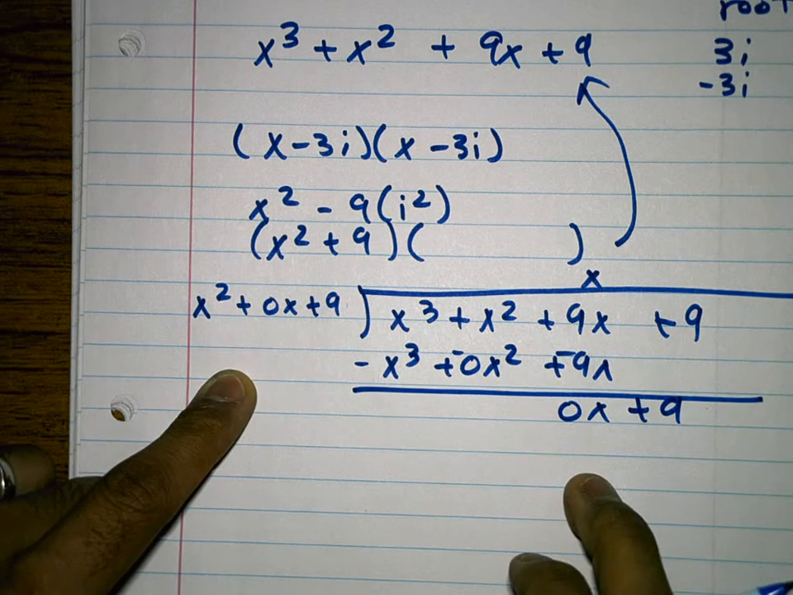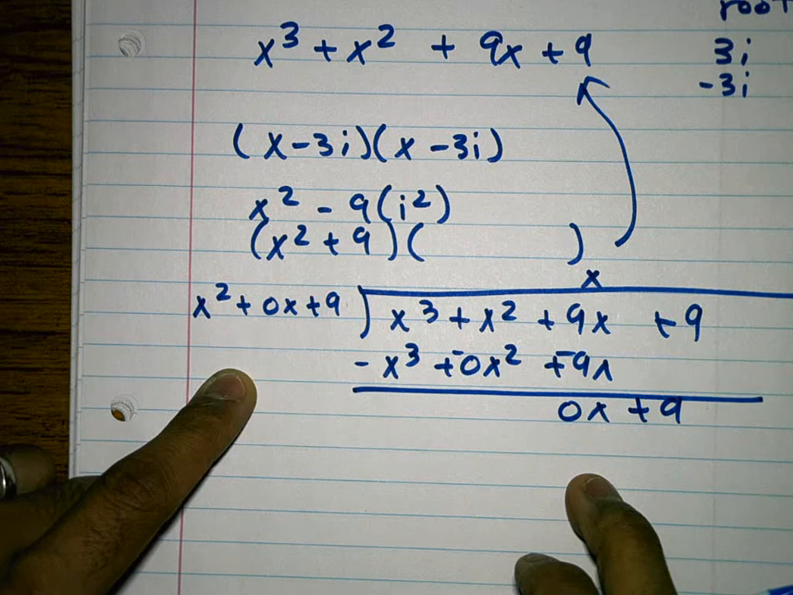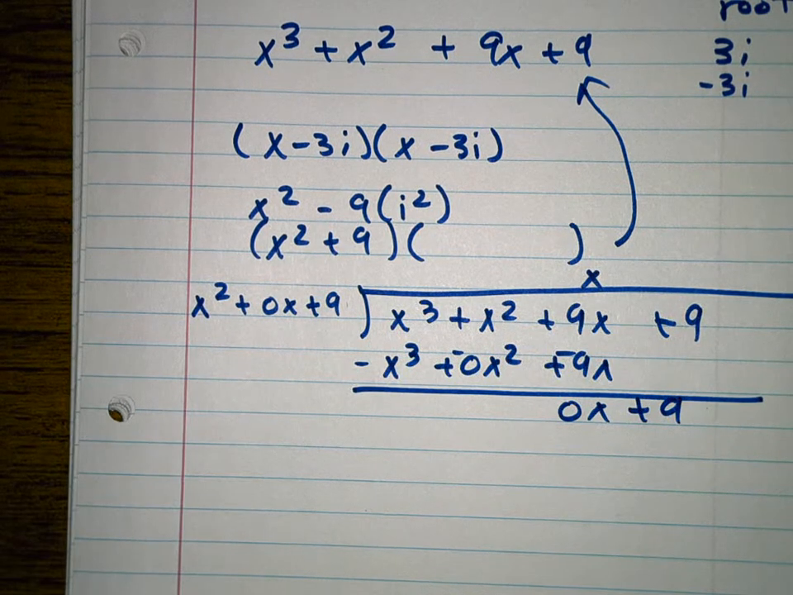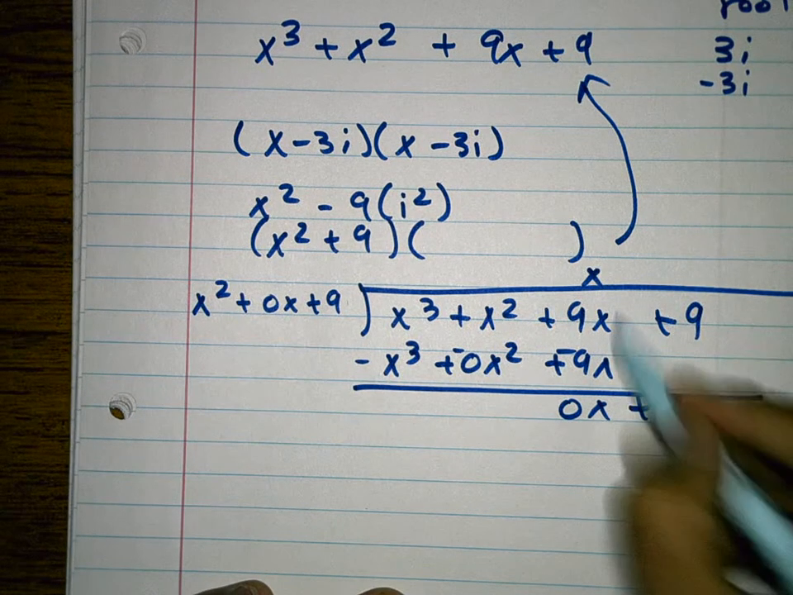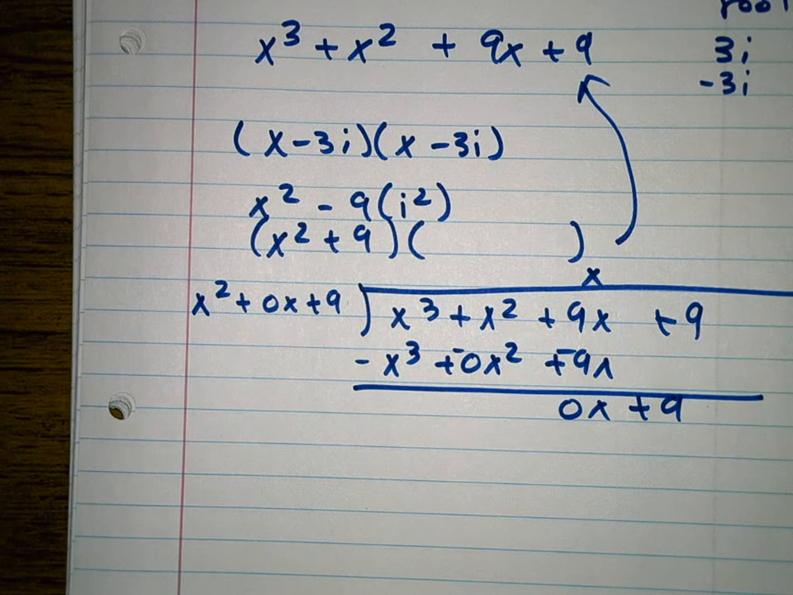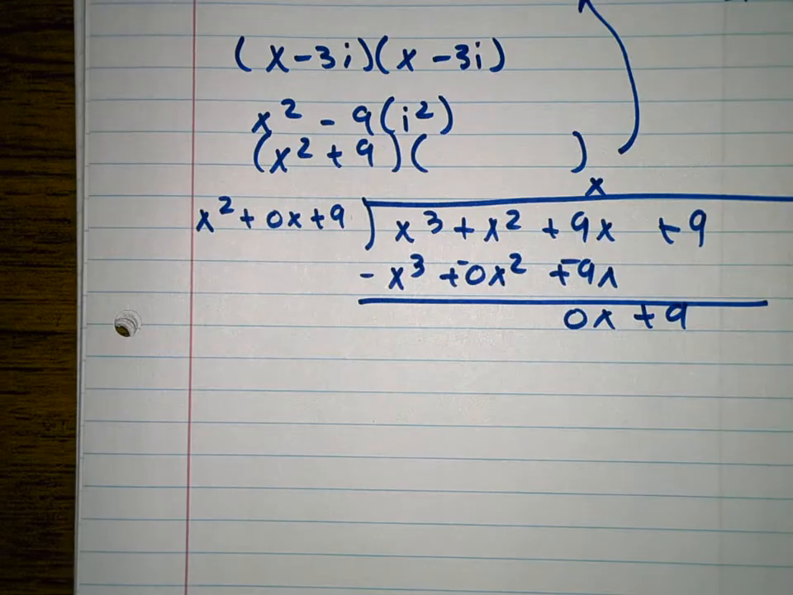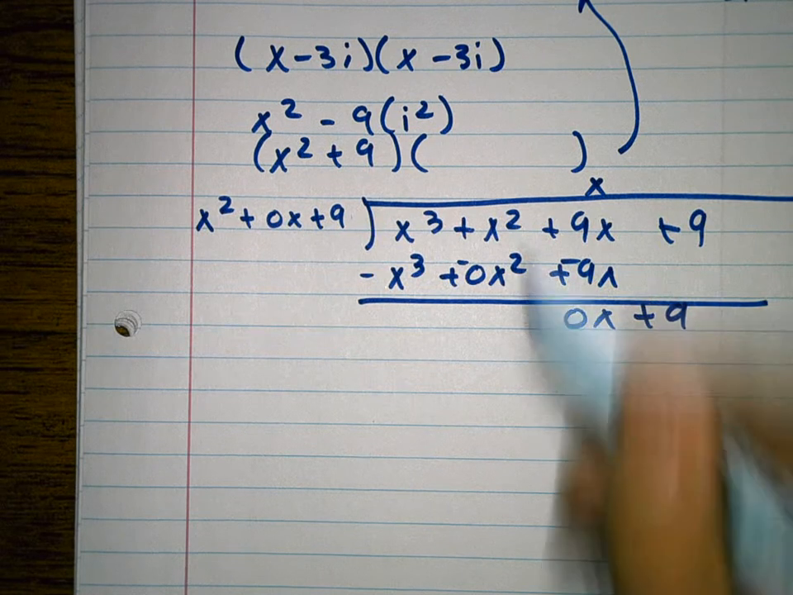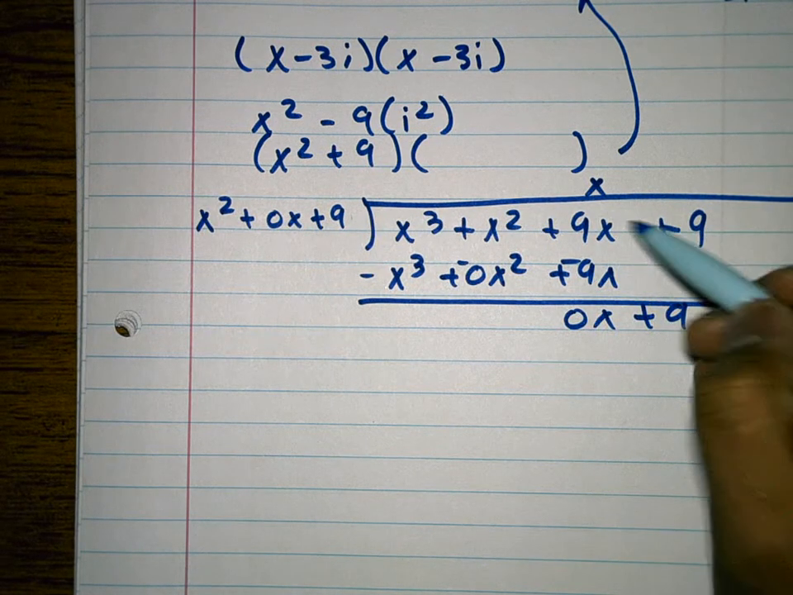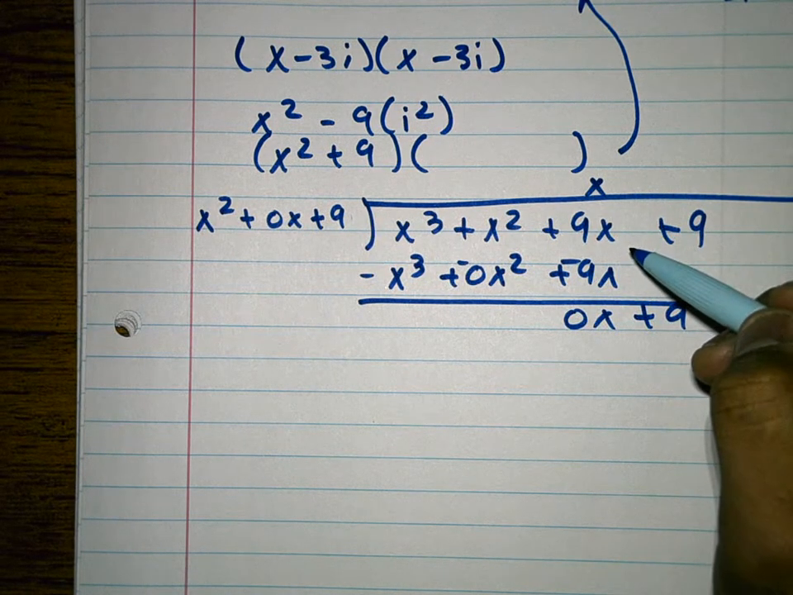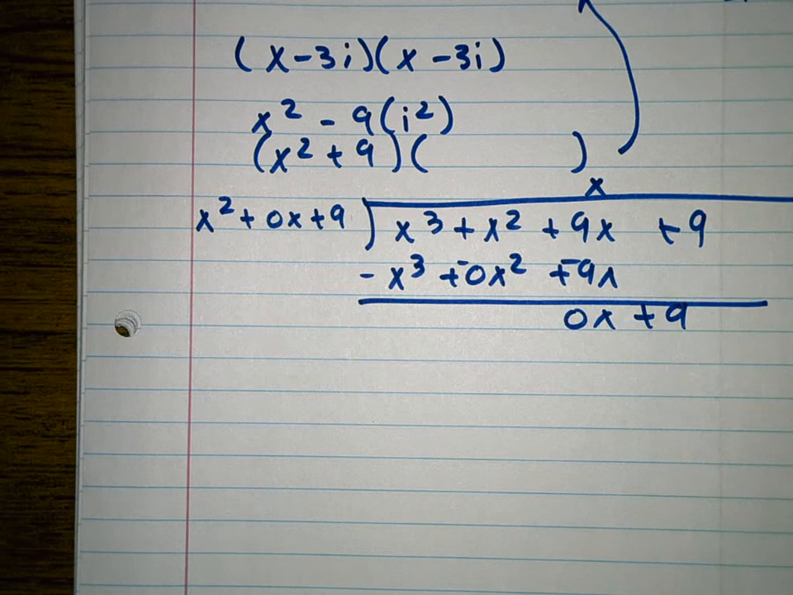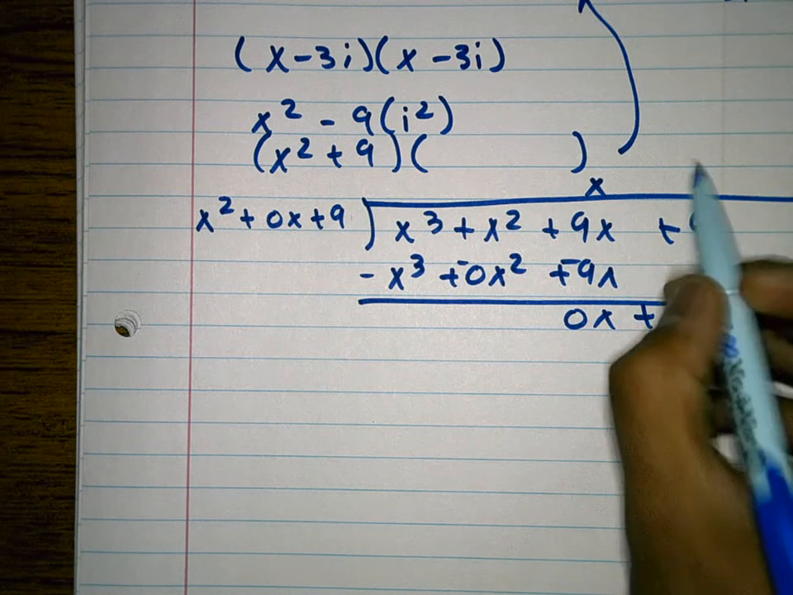And what do I have to multiply? All right, and so then we go 0x, bring down the 9. I'm sorry, I made a mistake here. Plus 9, 0, no, negative 9x, and then plus a 0.